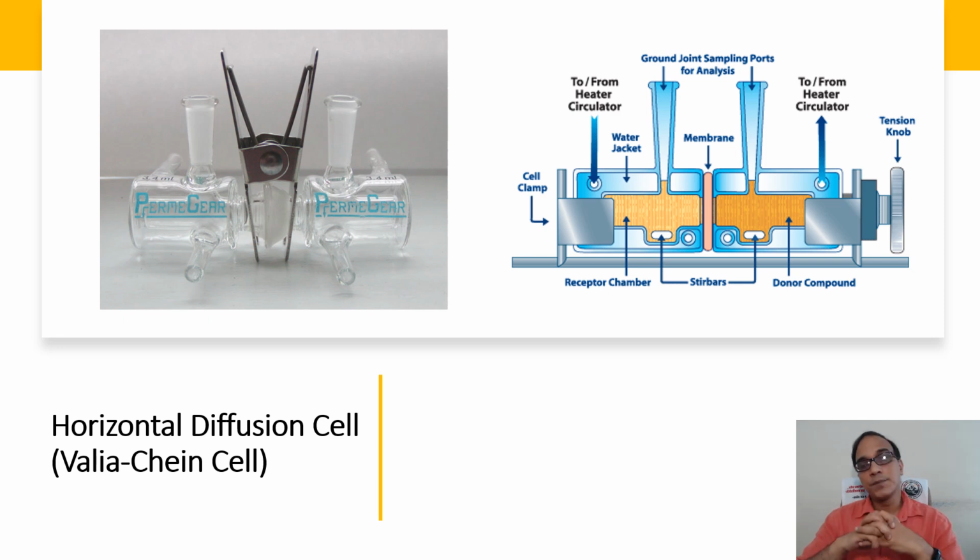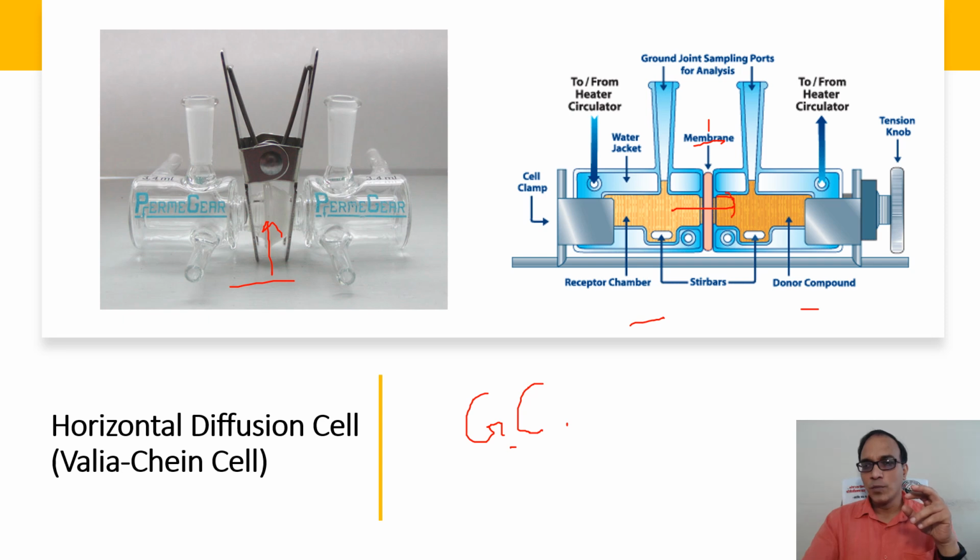And the two major horizontal cells, Valia-Chien, which you are seeing here in front of you, and the next one is the Ghan-Chin cell. In the Valia cell, two horizontal compartments are there, as you can see here. These are the compartments, two half cells they are called. In between them is the membrane, which is vertically placed between the two compartments. The instrument is made of glass and clipped here. The membrane is put here. The movement of drug is from one half cell to another half cell, and when the drug passes across this membrane, the samples can be taken from the sampling ports and analyzed.